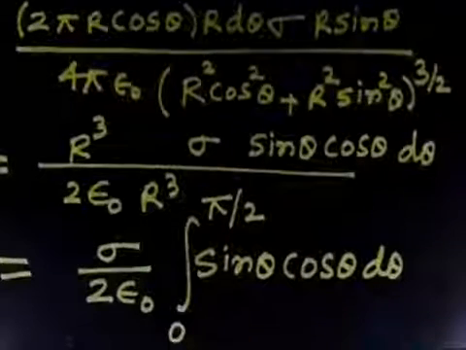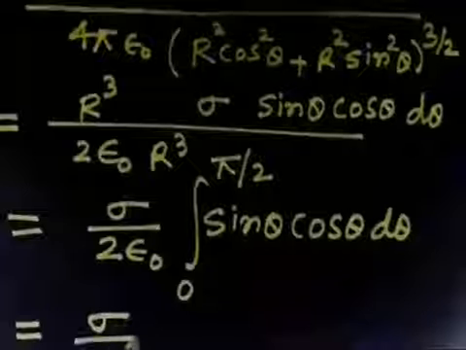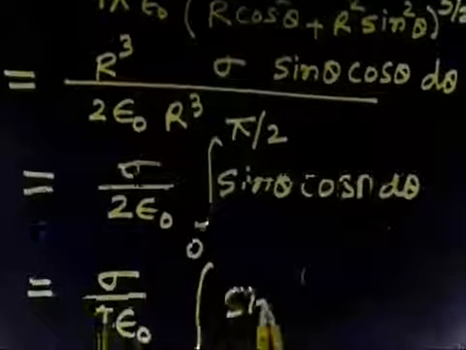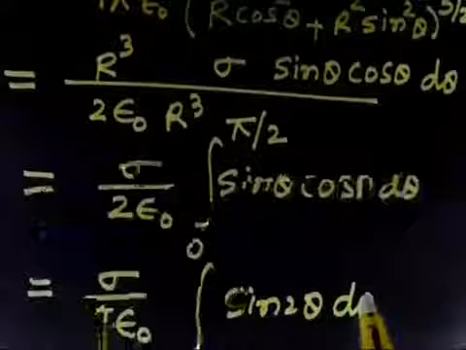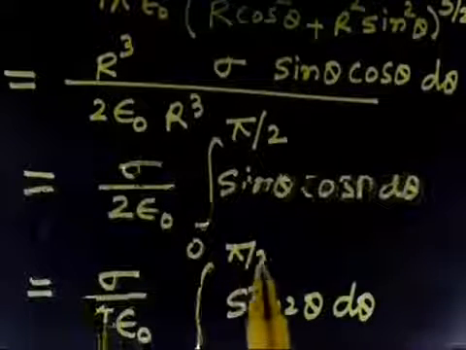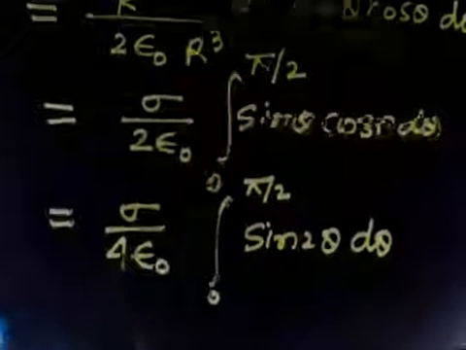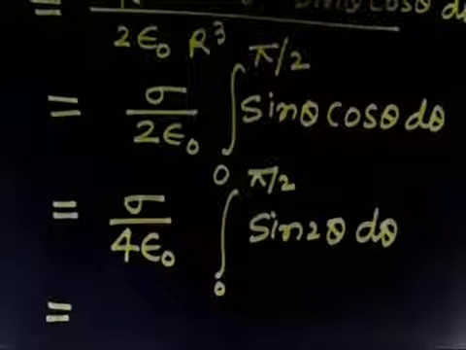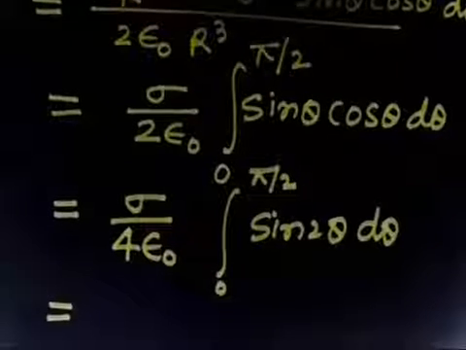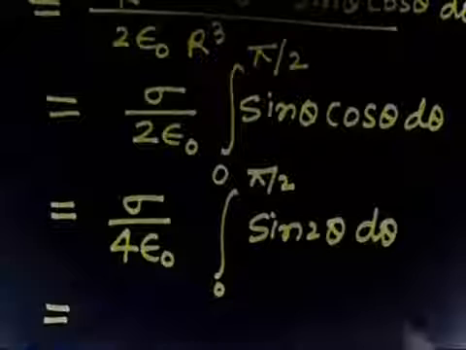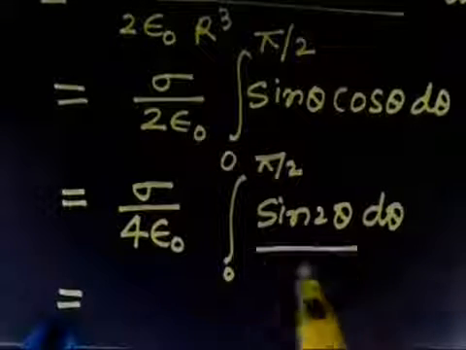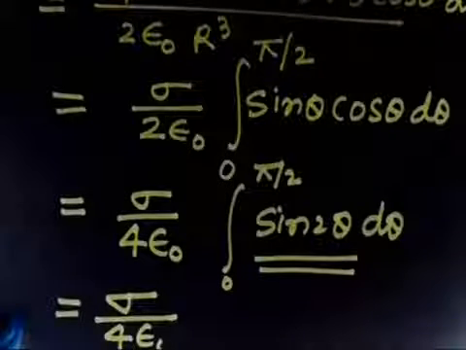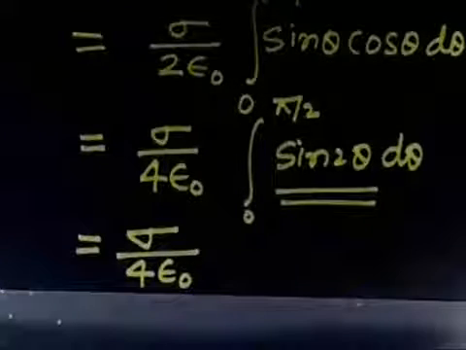Now I can write sin theta cos theta as sin 2 theta by 2. So this will become sigma by 4 epsilon naught times the integral of sin 2 theta d theta from 0 to pi by 2. Now I think you can do this integration. If you do this integration, it will come out to be 1. This is your task, you have to perform this integration. So the final electric field will be sigma by 4 epsilon naught. Are you getting?